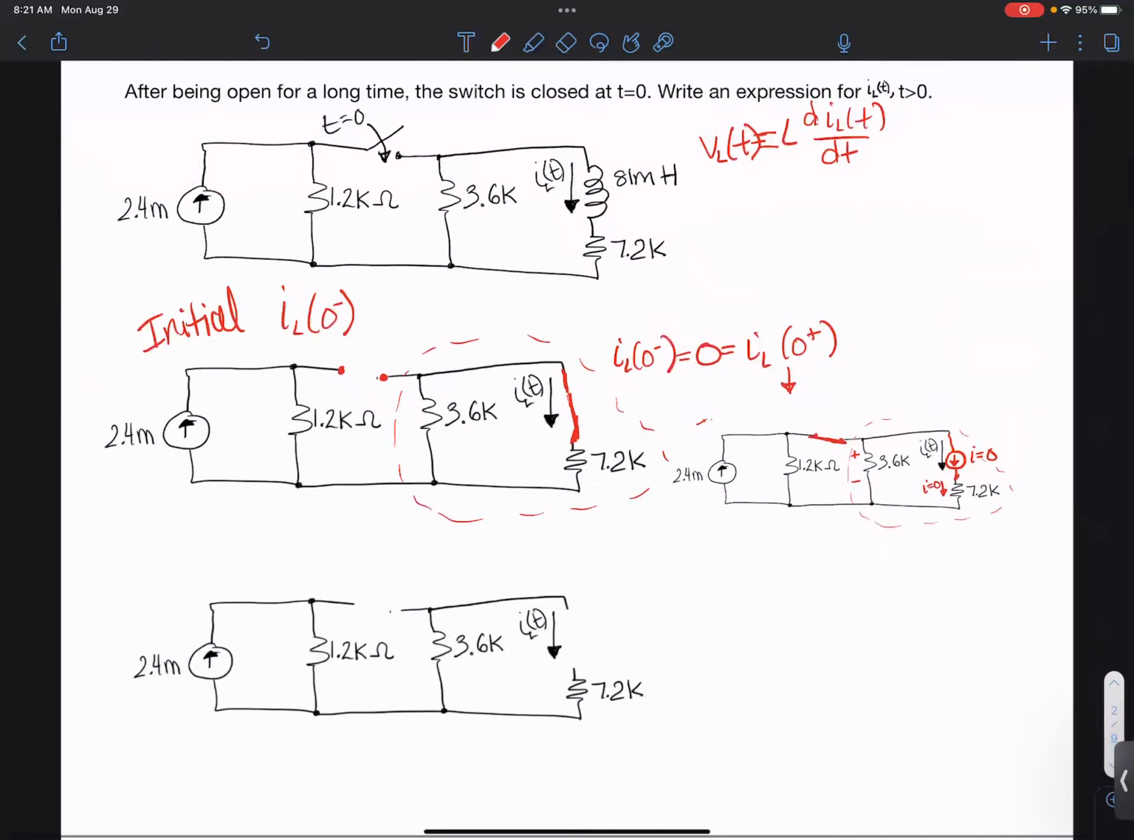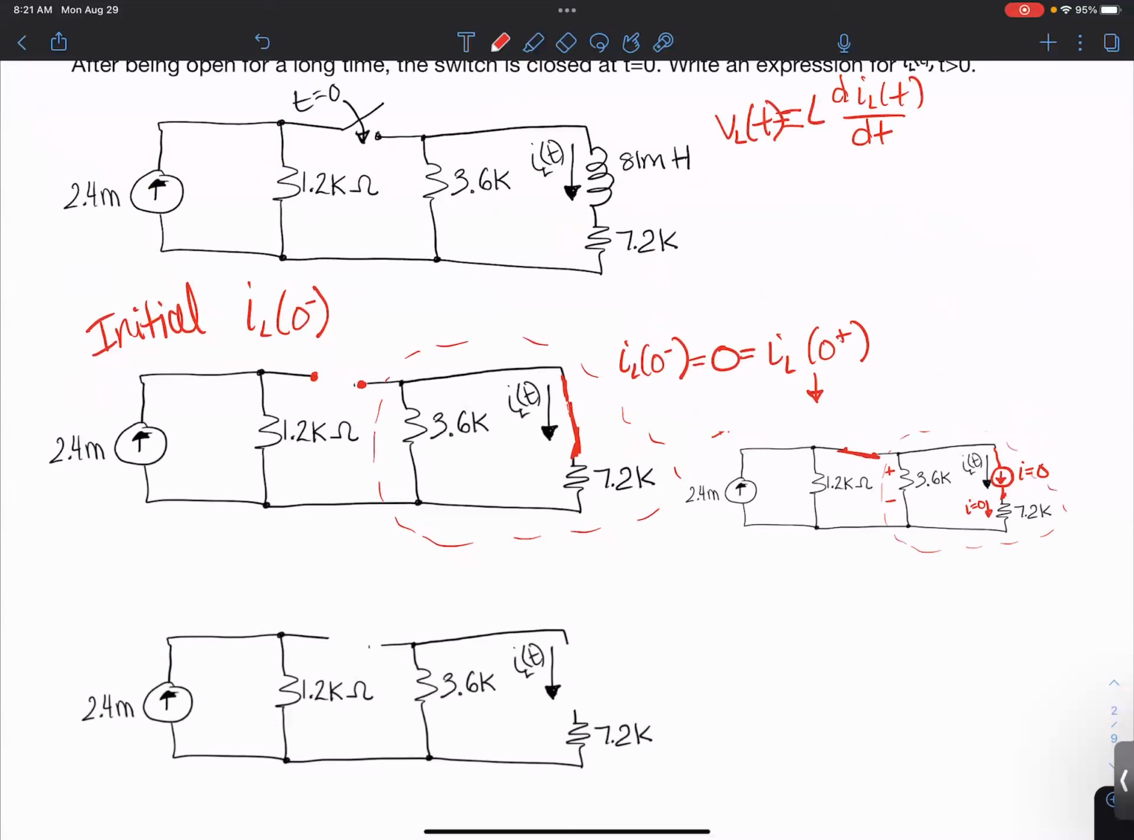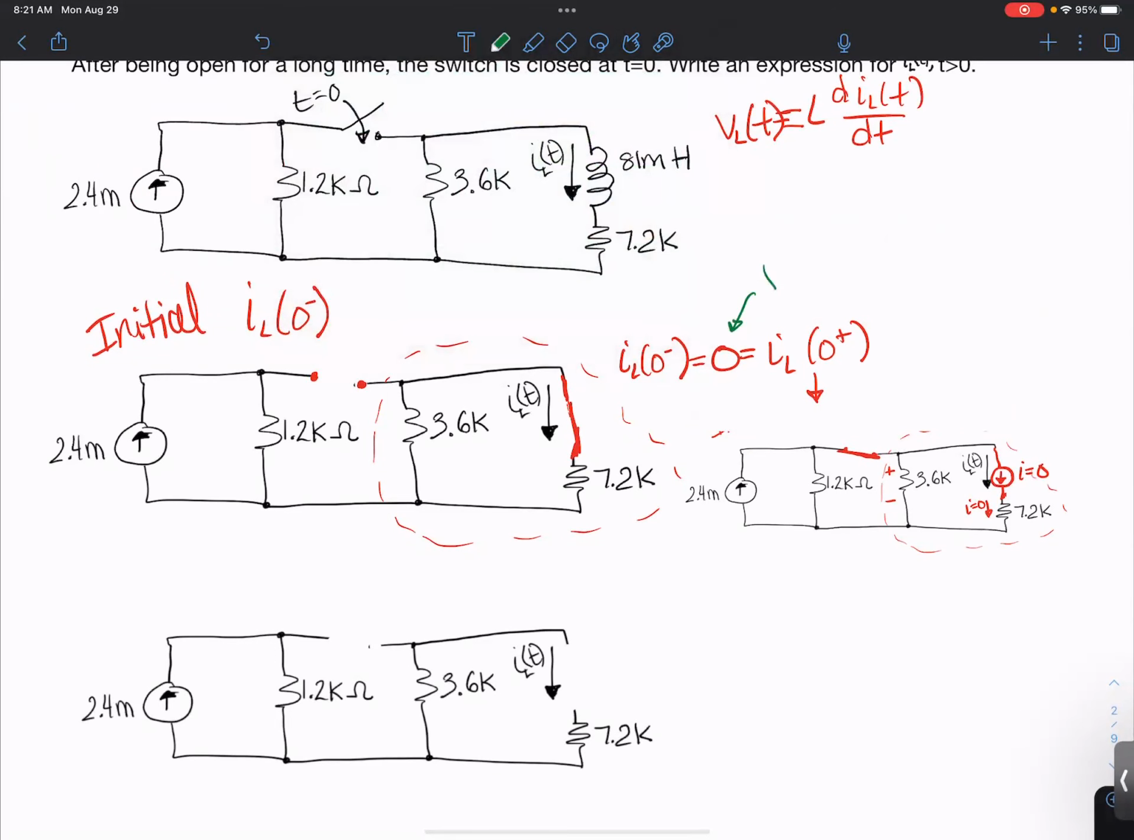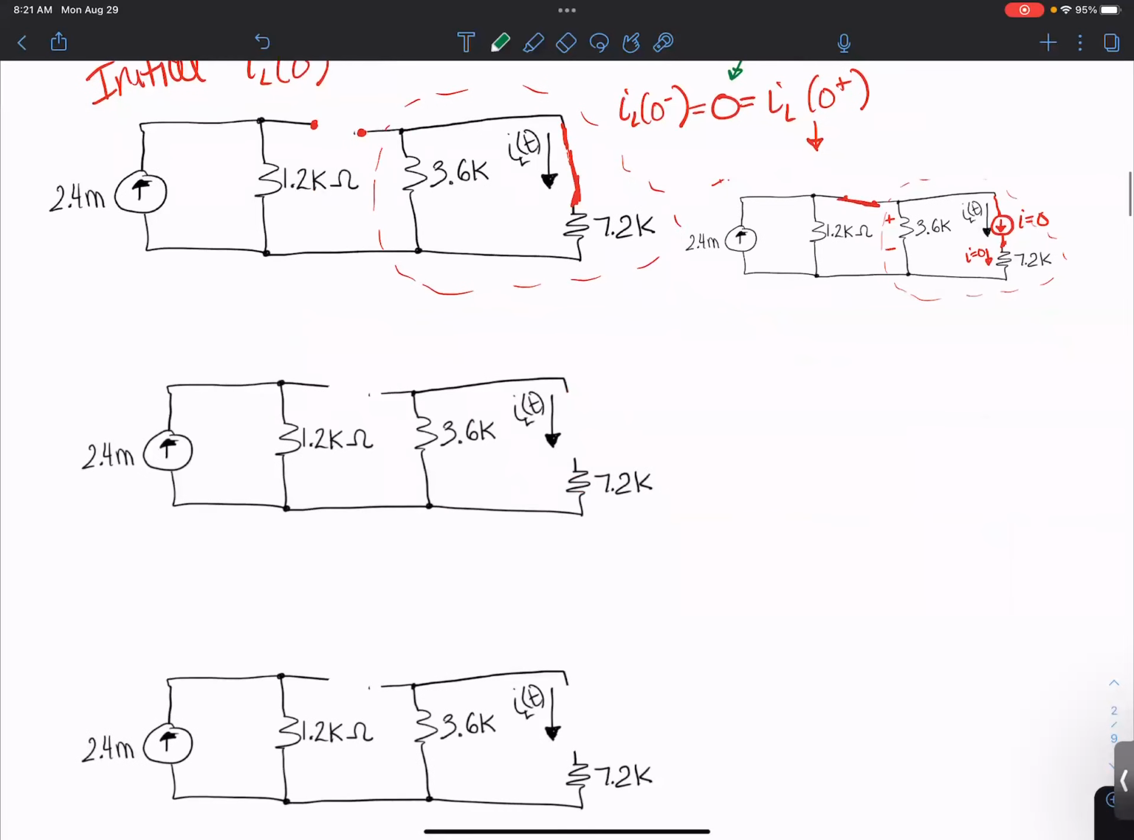So since we're just trying to find the current expression here, this is going to be our initial value. So initial value is going to be easy. It will be zero here. So now we want to find the final value.